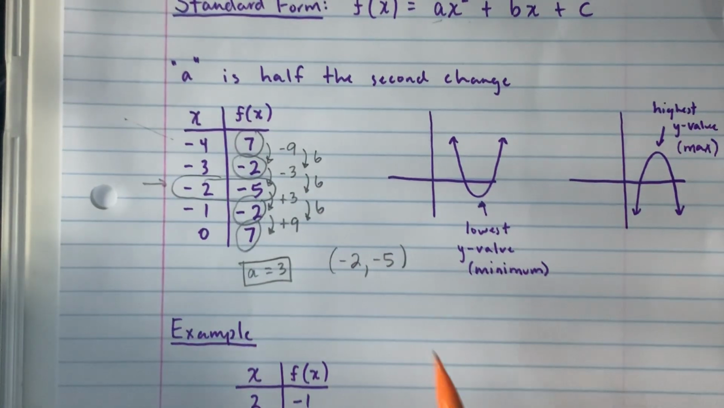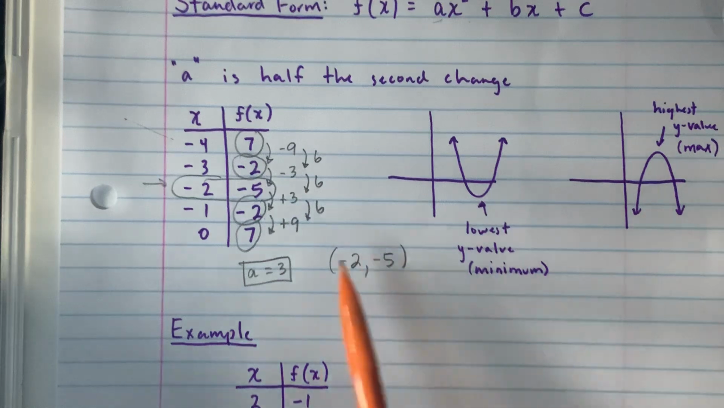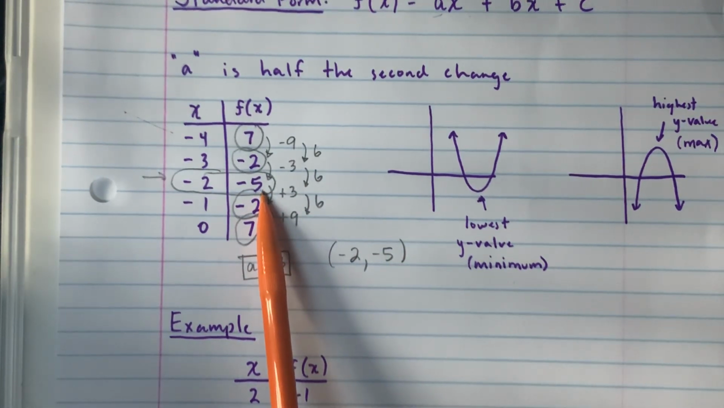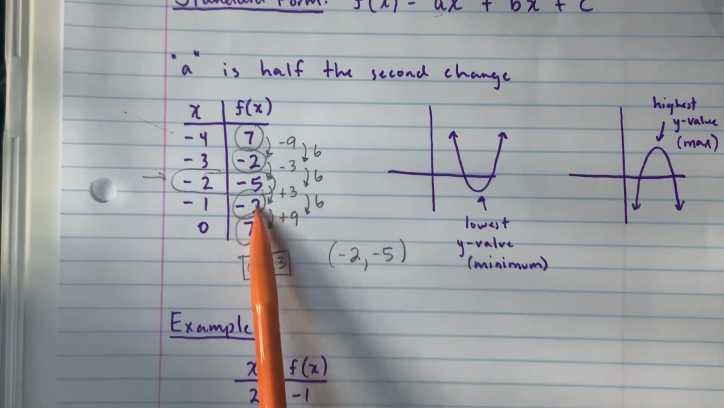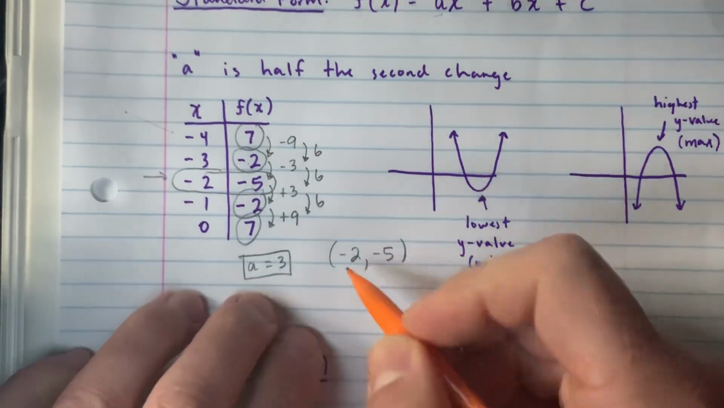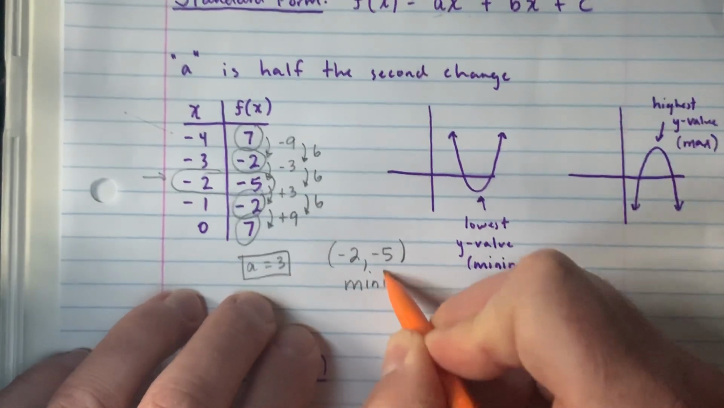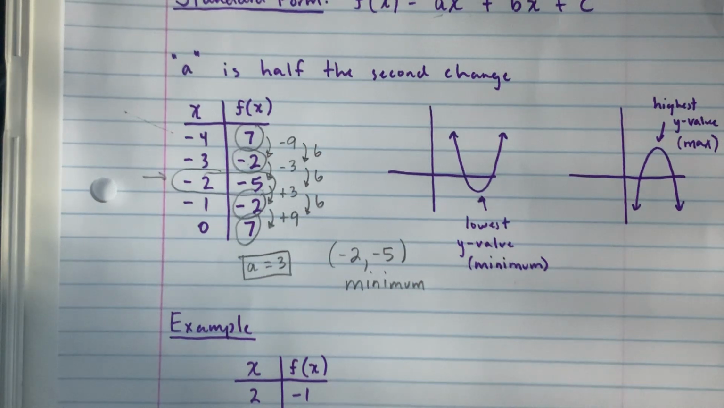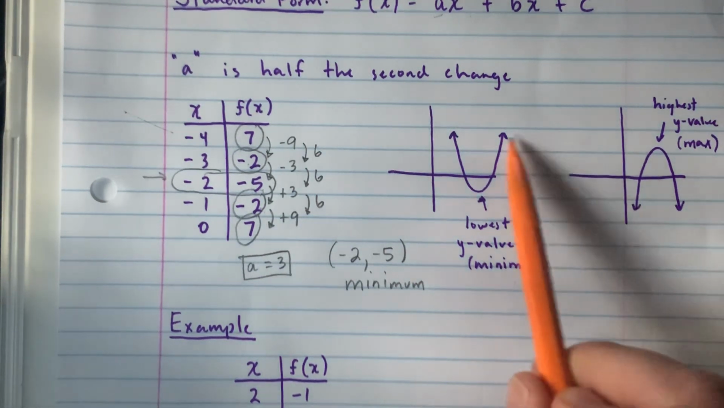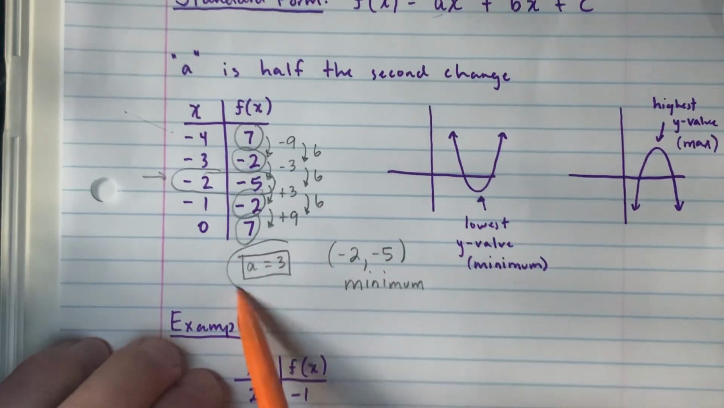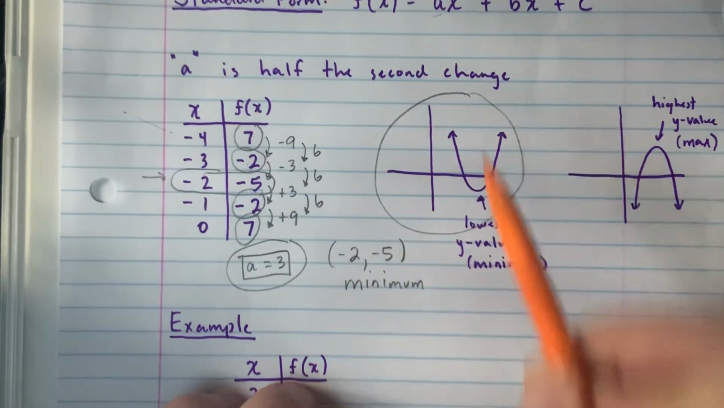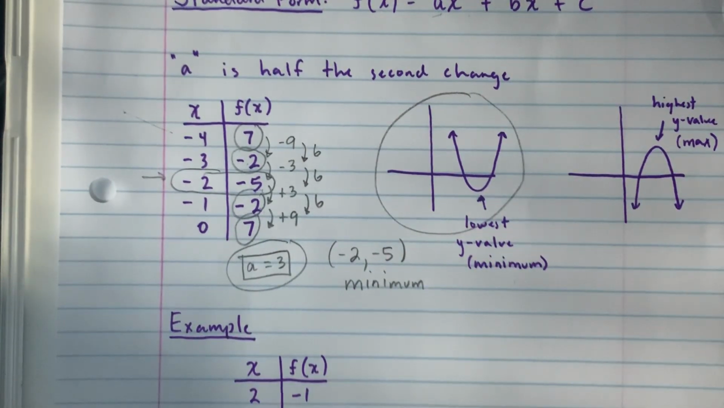Is this going to be a minimum or a maximum? To find that, we can just look at our outputs. We can see that this number is the smallest output in the entire table. Everything else is going up from there, so this is going to have to be a minimum, meaning that this U shape is going to face upwards. The end behavior would be up and up. And again, we can confirm that with our A value. Our A value is positive, and remember, when the A value is positive, it's going to be an upward facing U shape instead of a downward facing one.